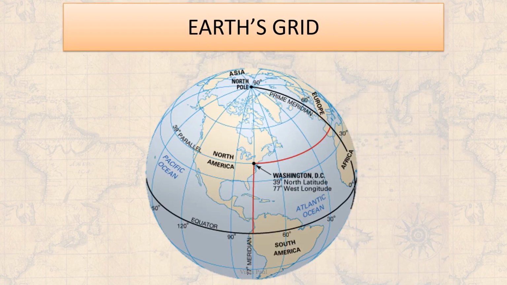So the Earth's grid comes to the rescue. The Earth's grid is nothing but a network of horizontal and vertical lines. It actually helps us locate a place by the intersection of these lines. So wherever a vertical line and a horizontal line meet, that's the location of the place.